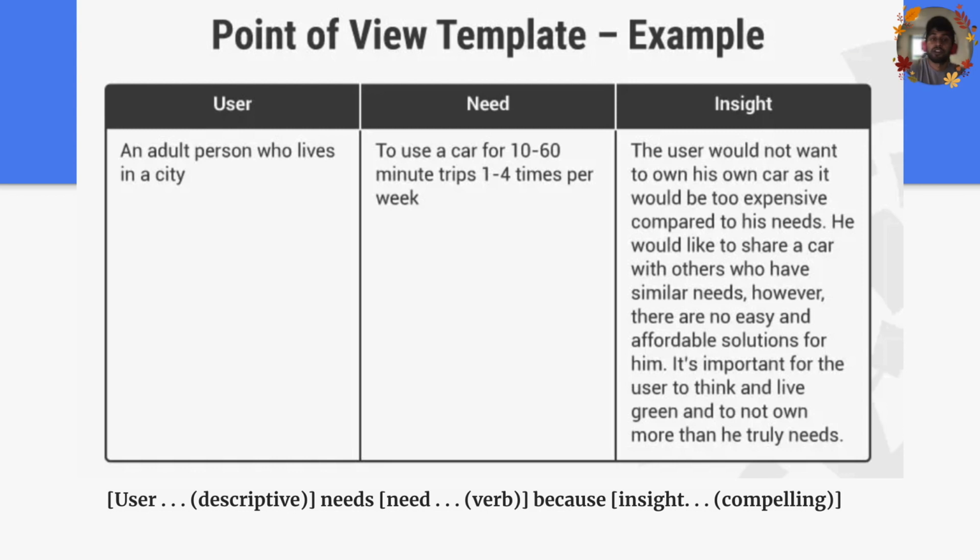So in this case, we've identified a user, we've identified that user's needs, and we've identified why those are his needs. And this use case is very relevant to me right now. I live in Brooklyn and I have a car, and I feel a bit torn about it.